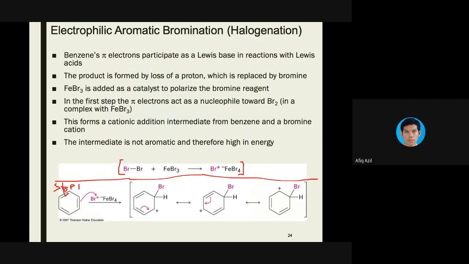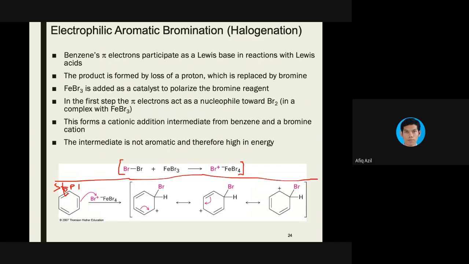Okay, Br2. Br2 is not polarized, because it will break into Br minus and Br minus. So the electrophile is not electron rich. So how can this bromine be turned into a slightly positive bromine?